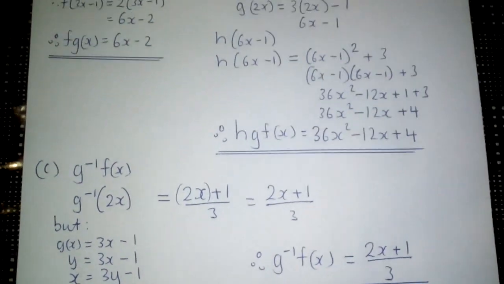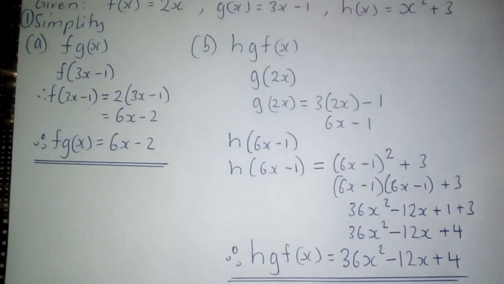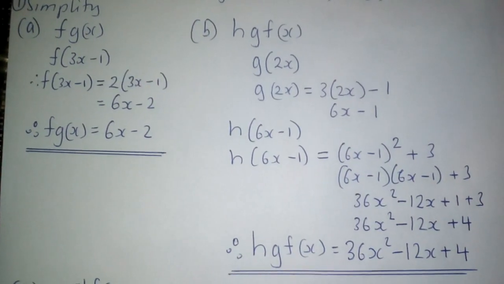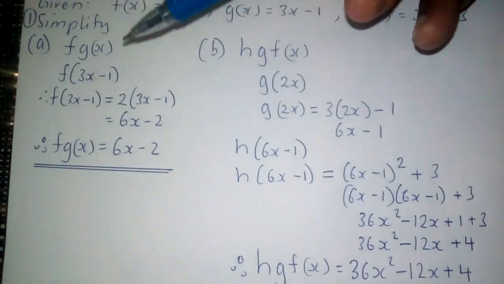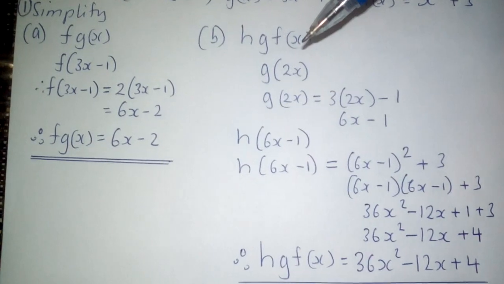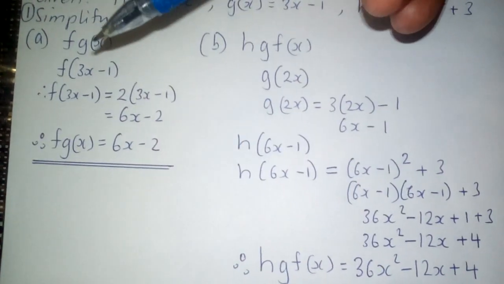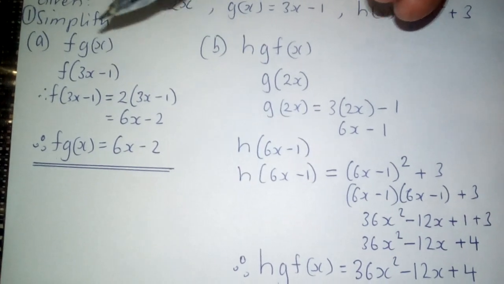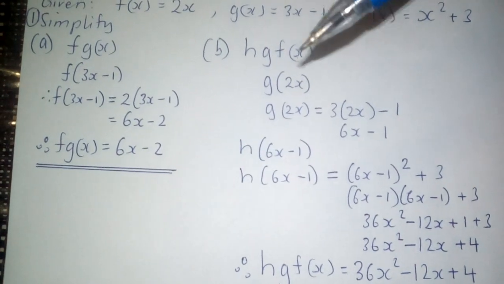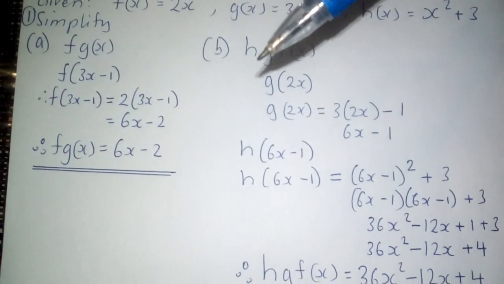Remember, all these three examples were showing us how to simplify. So when do we simplify? When in our bracket we have x, we have a letter, we don't have a number. So our job is to simplify. Combine the two functions. First is G put into F here. First is F put into G. Then the answer for G put into F.